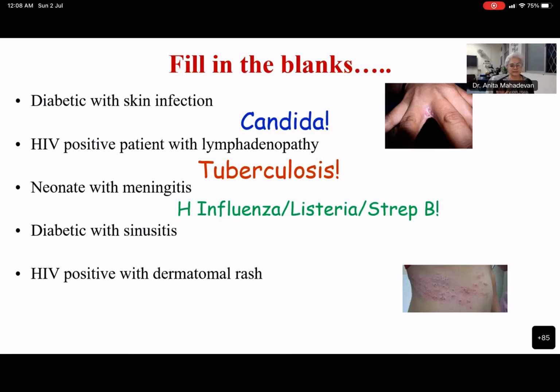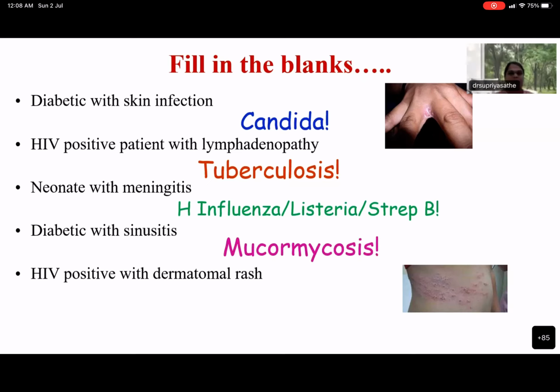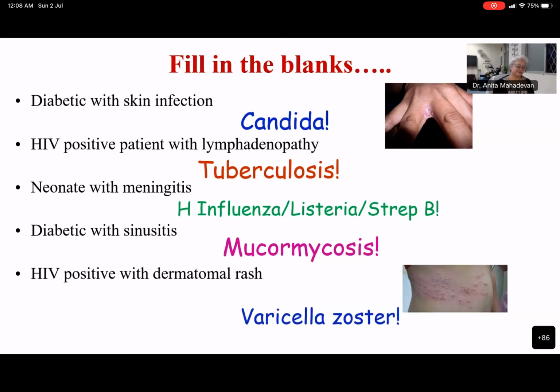Suppose you have a diabetic with sinusitis. No marks for this. I'm sure all of you will get it right. Yes. You got my question. I think the person answering from the audience is my namesake. It says Anita. HIV positive with dermatomal rash. Again, very easy. You're supposed to see varicella zoster, but I will take that. Very simple, isn't it? Say yes. So that's how simple CNS infections are.